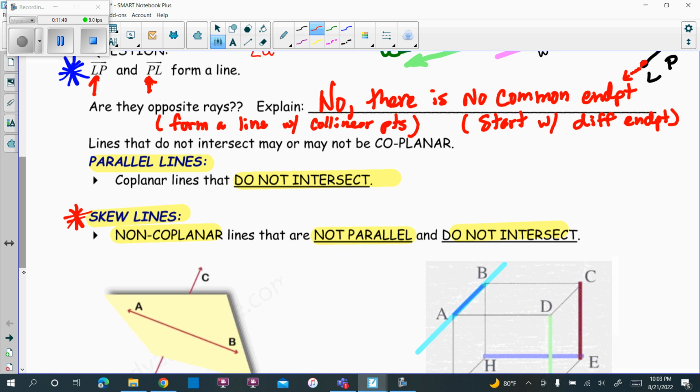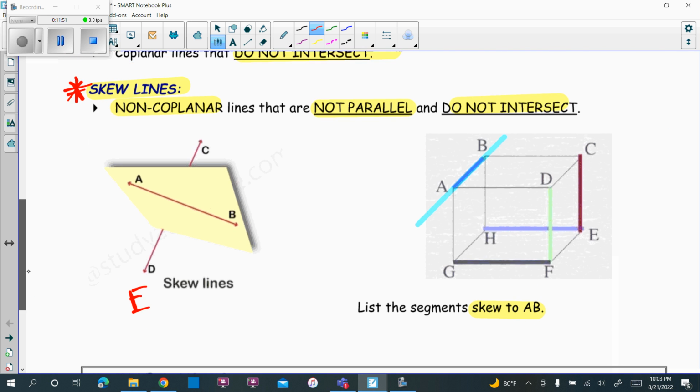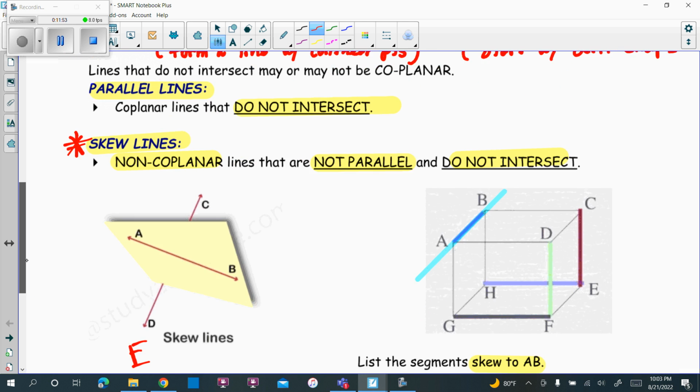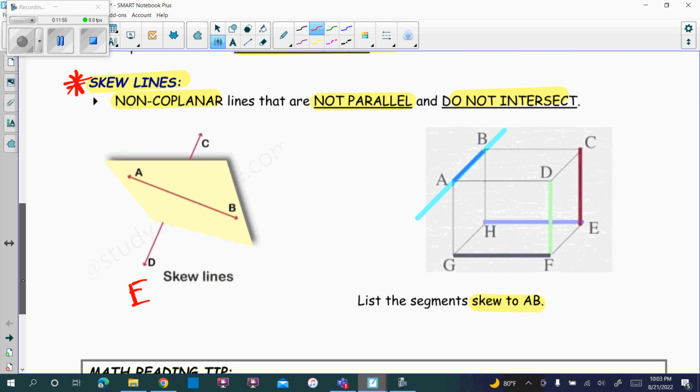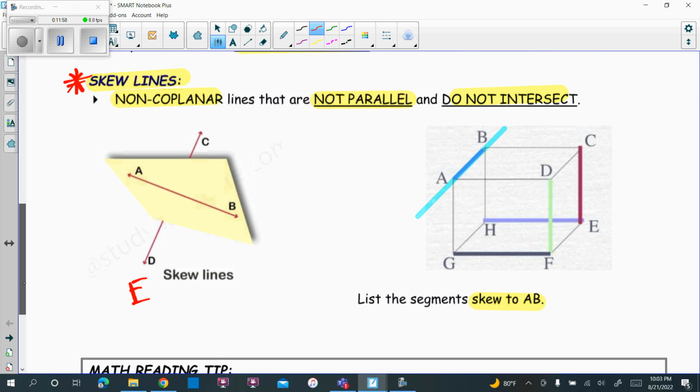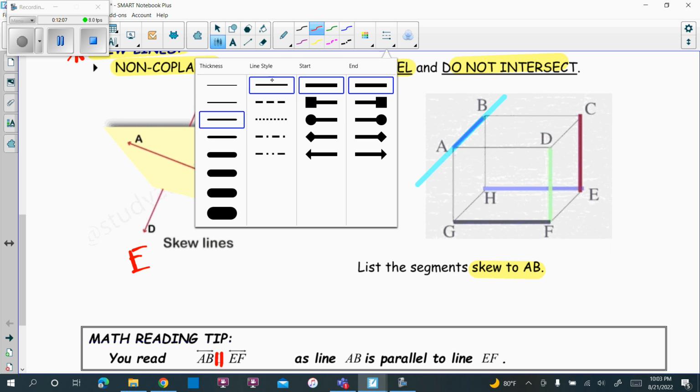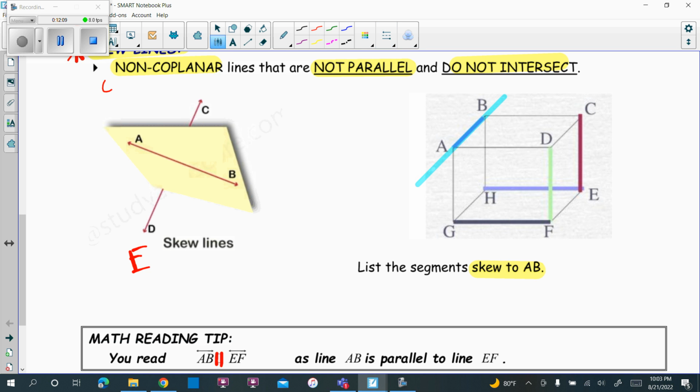Skew lines, we addressed a little bit as well in our table. There's just another set of examples for that. So one thing I wanted to show on this first example, because remember skew lines are non-coplanar. Basically that just means not on the same plane. Not on the same plane to be non-coplanar. And then they're not parallel and they do not intersect.